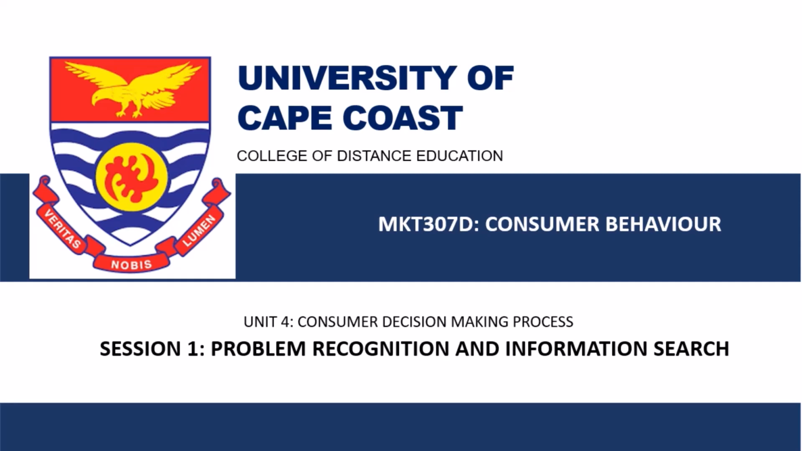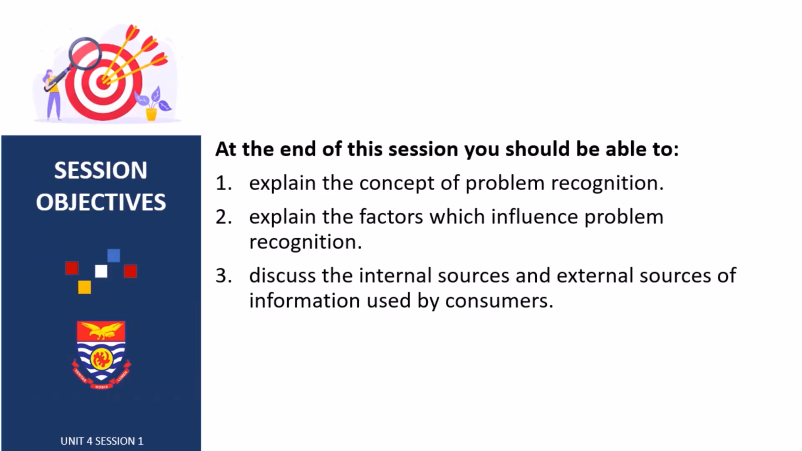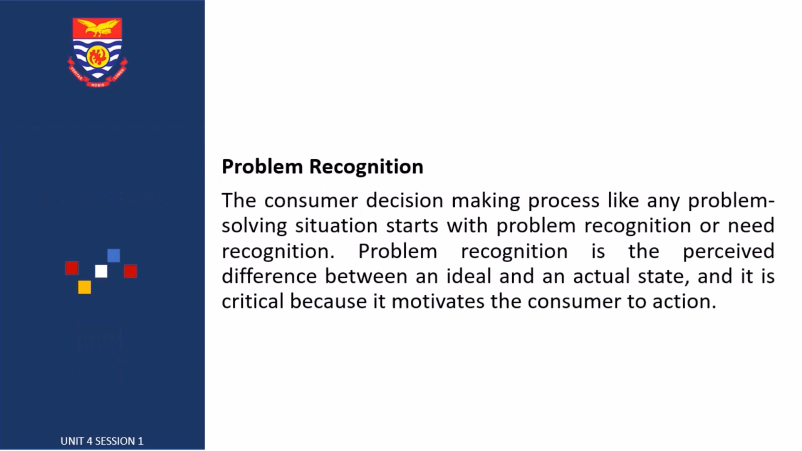So here we are specifically going to look at problem recognition and information search: how consumers identify a problem and how they gather information pertaining to that. By the end of this session, we should be able to explain the concept of problem recognition, explain the factors that influence problem recognition, and discuss the internal source and the external source of information used by consumers.